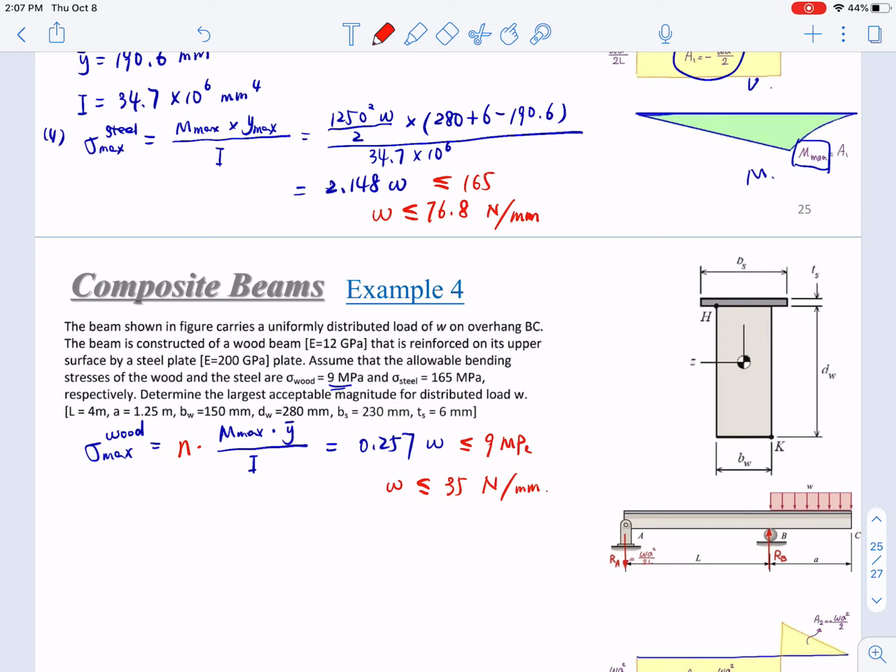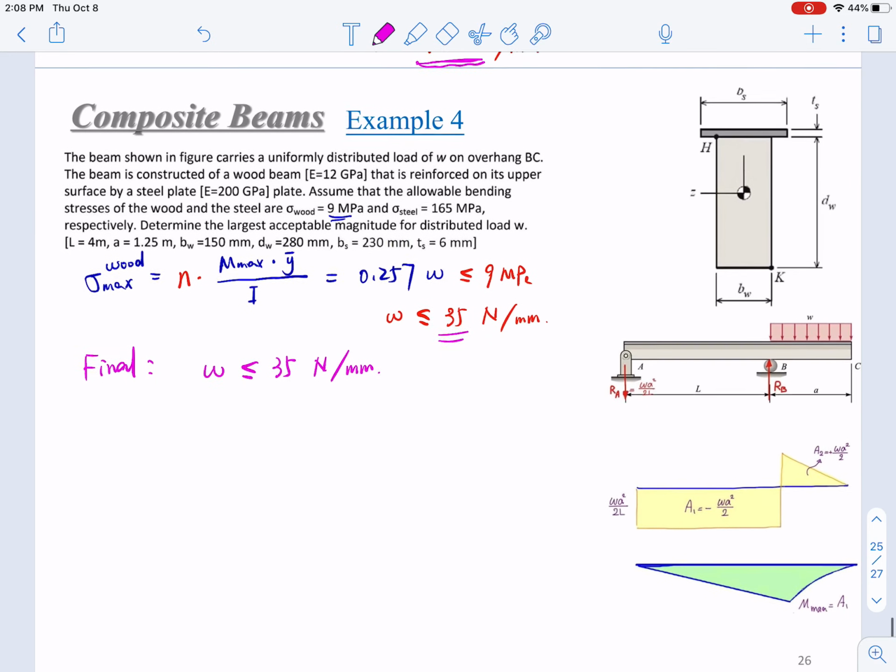Now again we get two results. It cannot be larger than 76.8, and cannot be larger than 35. So the final result: W should be no larger than 35 Newton per millimeter. So this is the final design report.